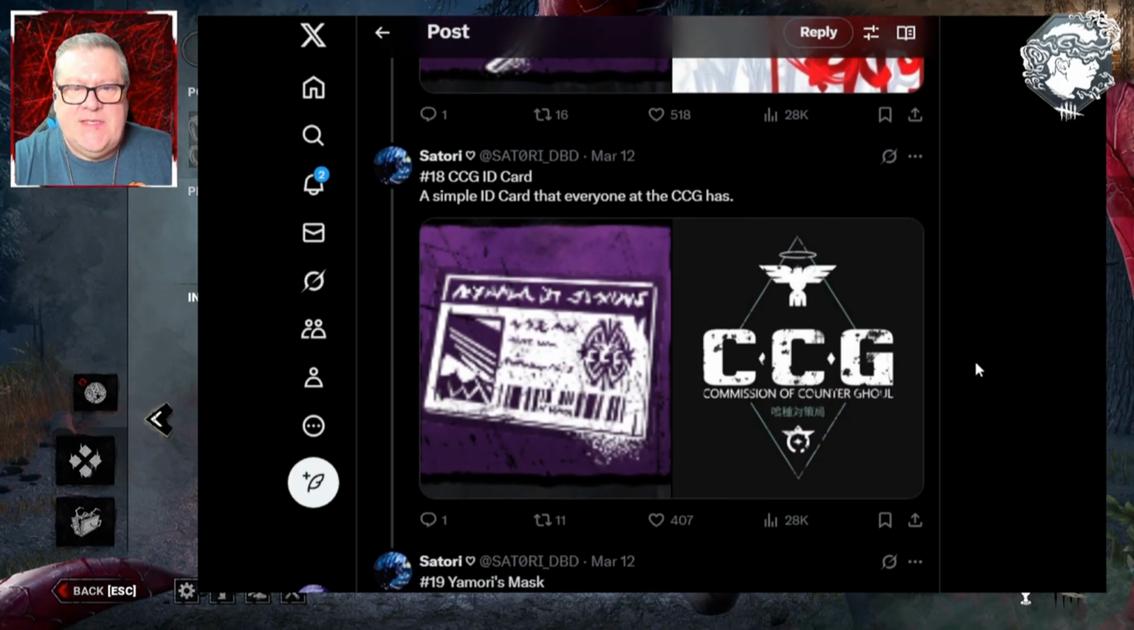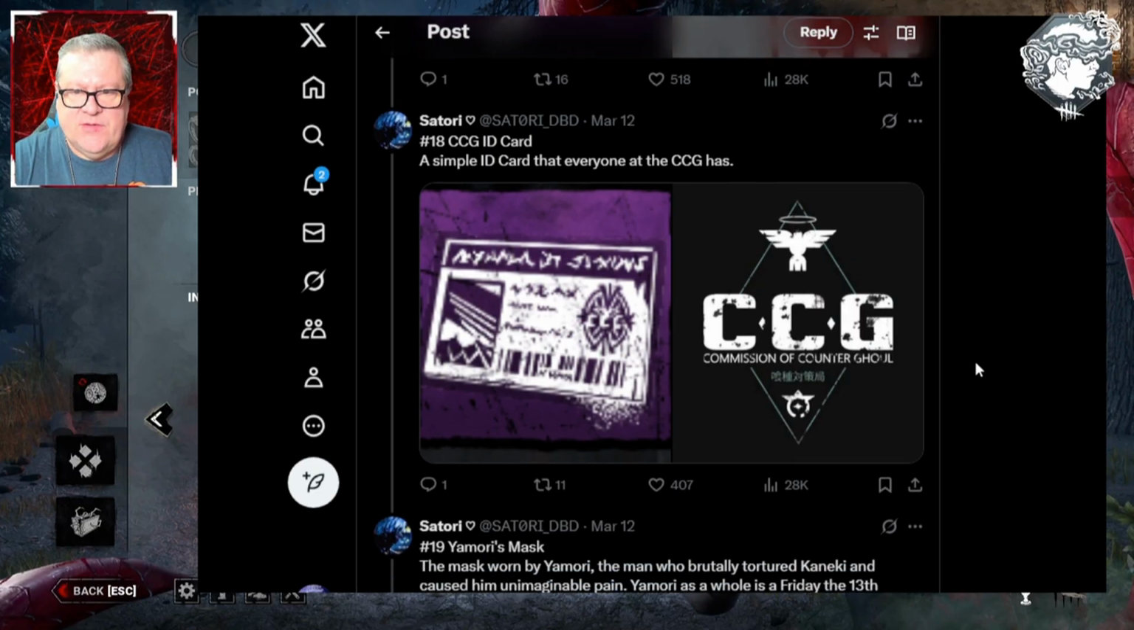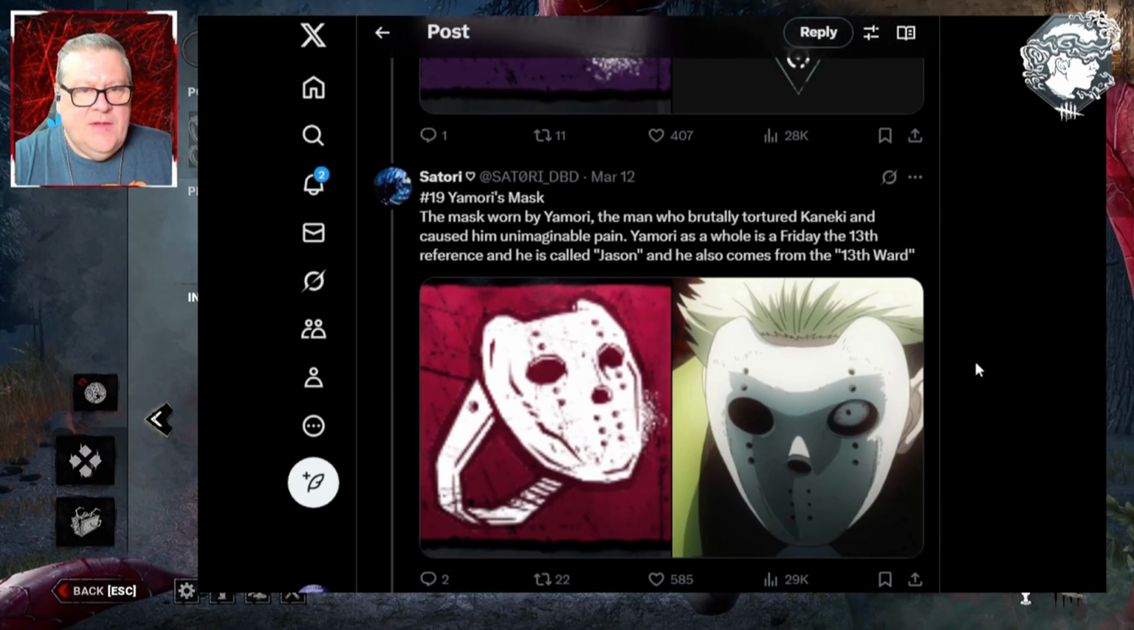Number 18, CCG ID card, a simple ID card that everyone at the CCG has. Again, that's the Commission of Counter Ghoul. Those are the ones who are investigating or looking to take out ghouls that are problematic in the different sectors in Japan.